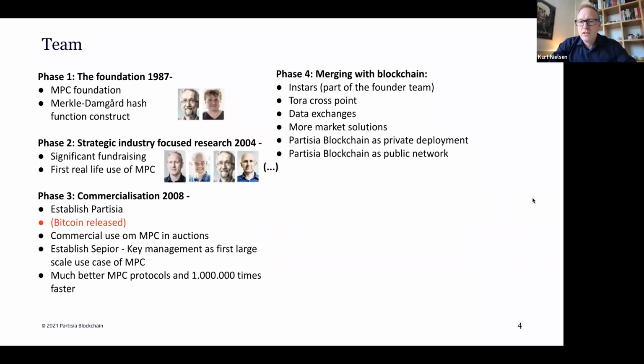Then we get to phase 4, which is where we start merging this technology with blockchain. And we had Brian's team coming in, approaching us.